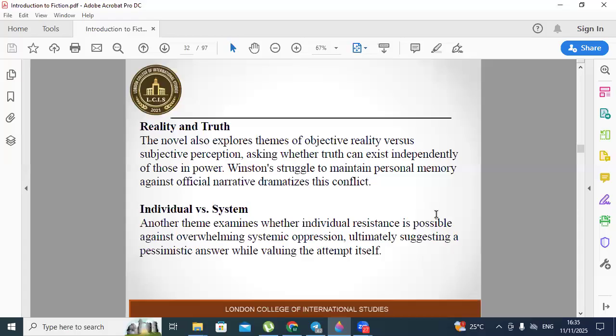Individual versus system. Another theme examines whether individual resistance is possible against overwhelming systemic oppression, ultimately suggesting a pessimistic answer while valuing the attempt itself.